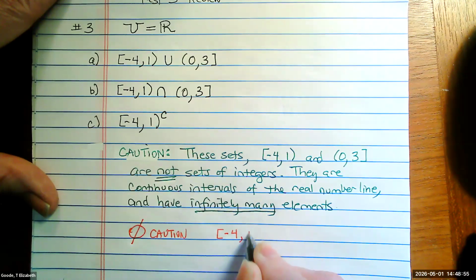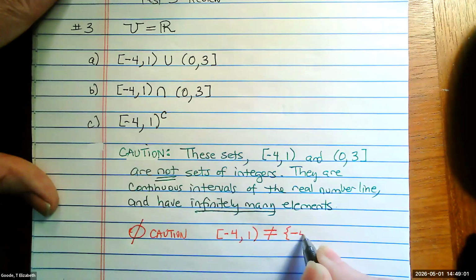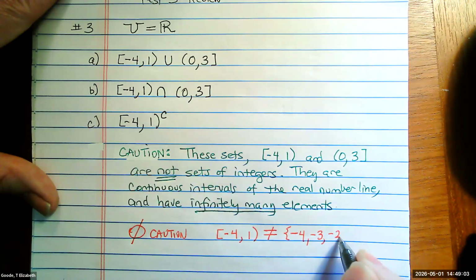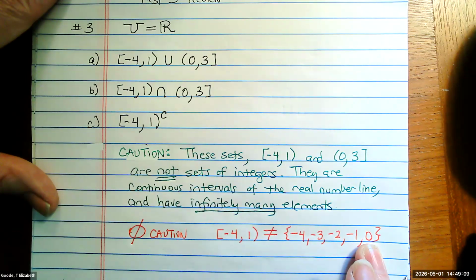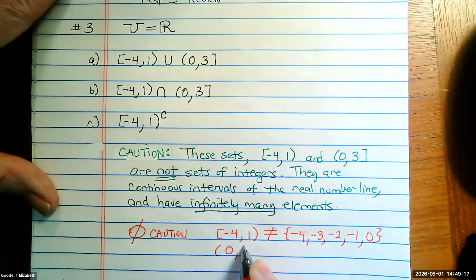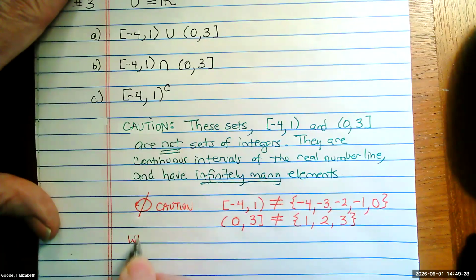caution, the set square bracket -4, comma 1 soft bracket is not just the set that has -4, -3, -2, -1, and 0 in it. It is not that. It's a lot more than that. And the set soft bracket 0, 3 square bracket is not the set that just has the integers 1, 2, and 3 in it.